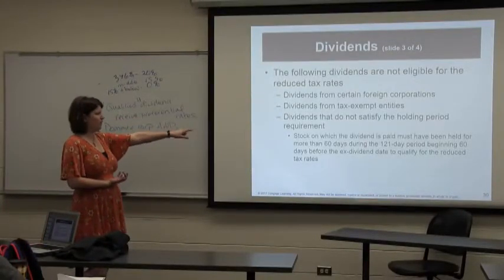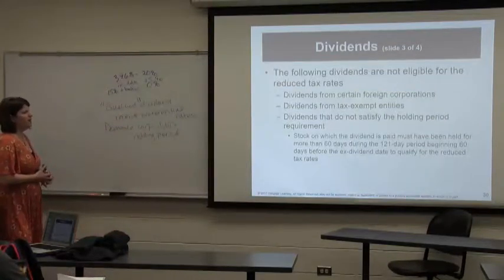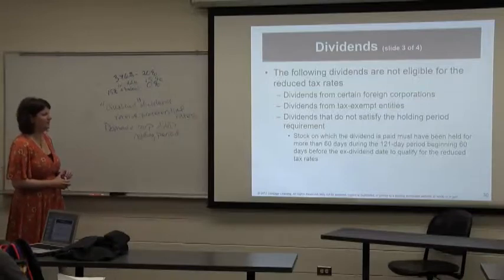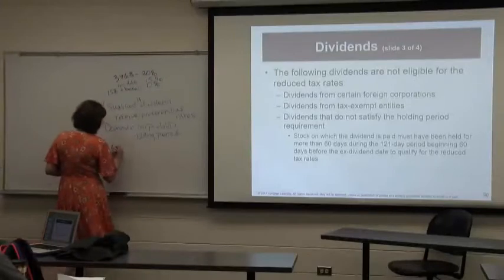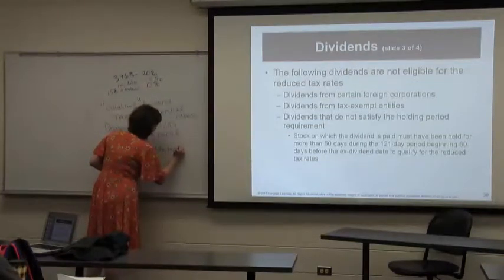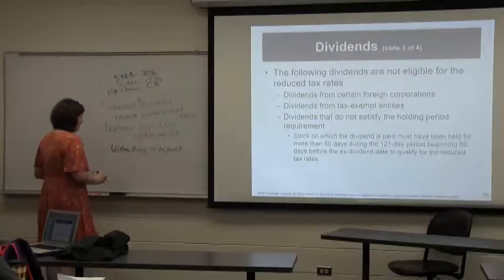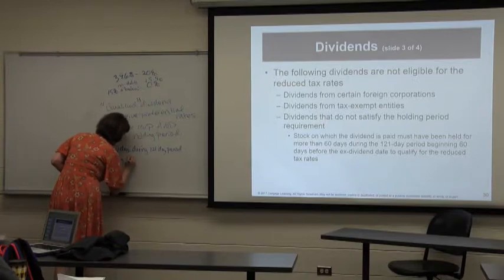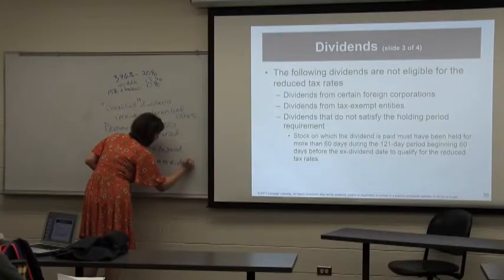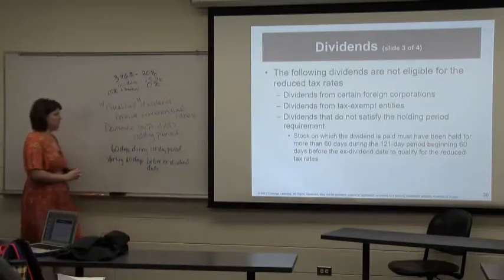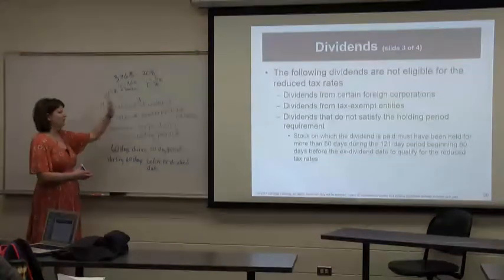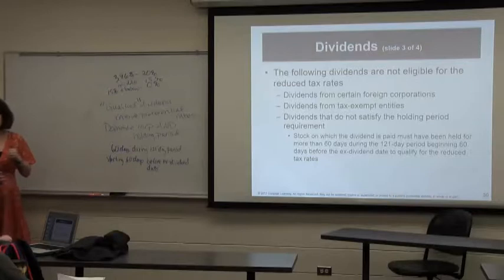The stock must have been held for more than 60 days during the 121-day period that starts 60 days before the ex-dividend date. So if you have not held the stock for this long, you are not going to get these lower preferential rates for qualified dividends.